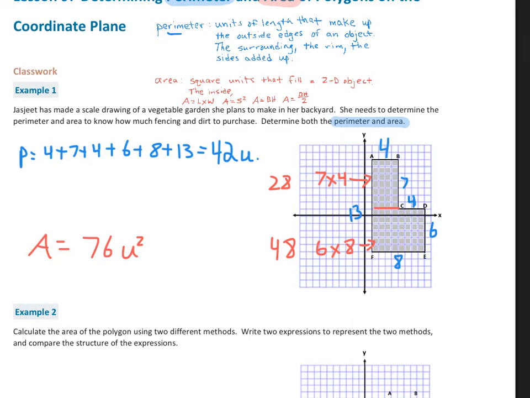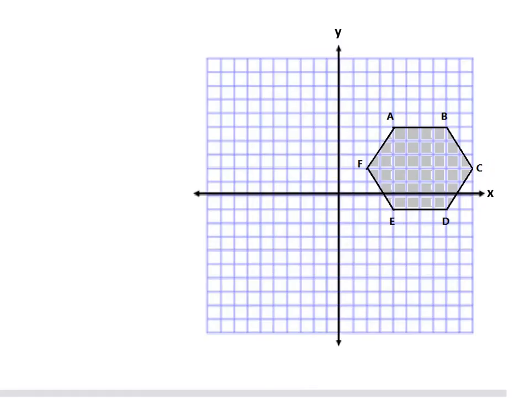And they literally are making 1 by 1 square units inside. This right here is 1 unit by 1 unit. And there's 48 of those in there, right? And then there's 28 of them up here. And again, putting those together gives you 76 total of the square units. Okay, so you try to find the area and perimeter of this figure.